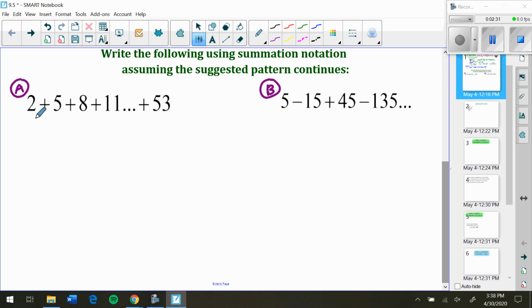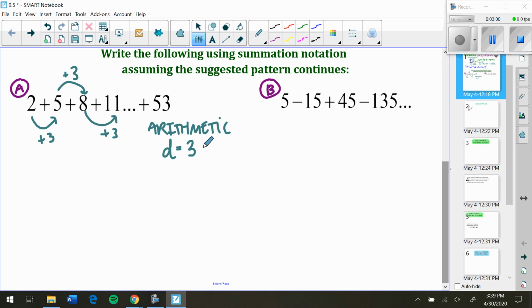I look at this and I think to myself, either what can I multiply 2 by to get 5, or what can I add to 2 to get to 5? So 2 to 5, I would be adding 3. And then I check, is that the same for the next one? 5 plus 3 is 8, and then 8 plus 3 is 11. So I look at this and I can tell it is arithmetic, and specifically, it's arithmetic with a common difference. I am adding 3 every time.